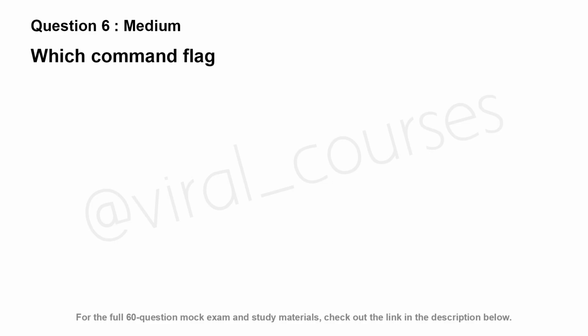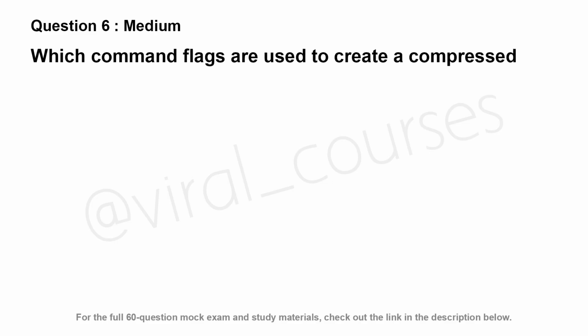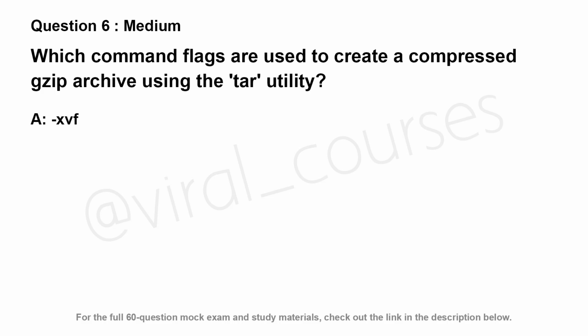Which command flags are used to create a compressed gzip archive using the tar utility? Option A, xvf. Option B, czf. Option C, tzf. Option D, rvf.